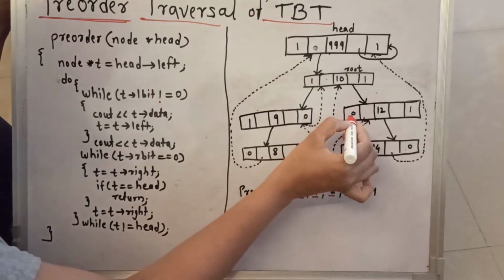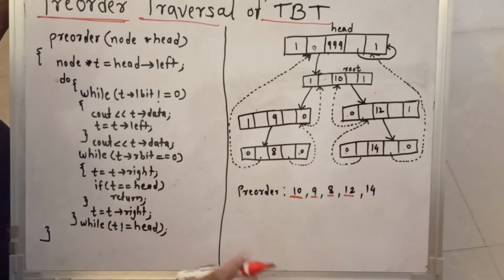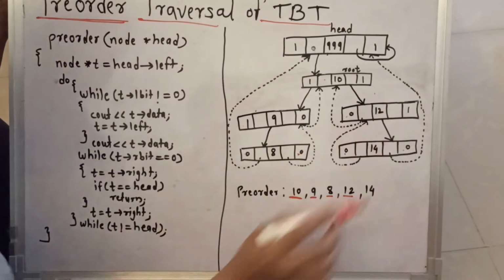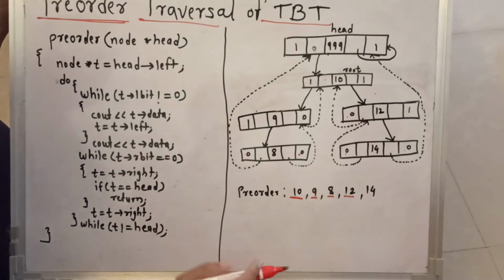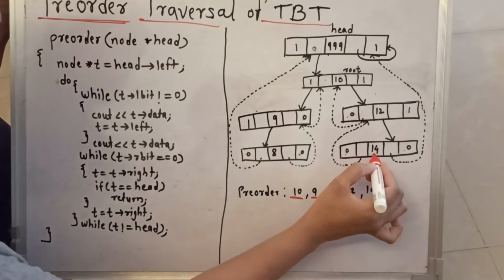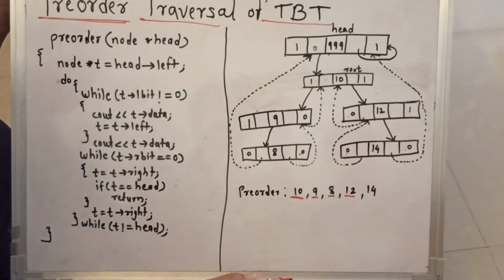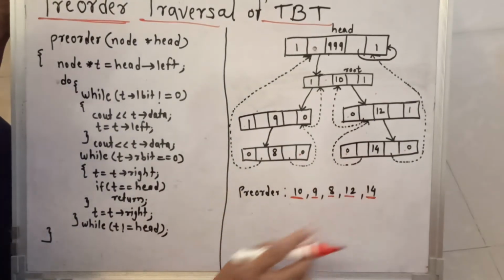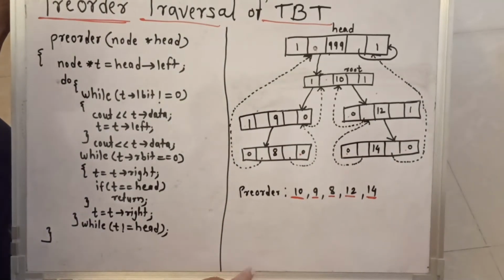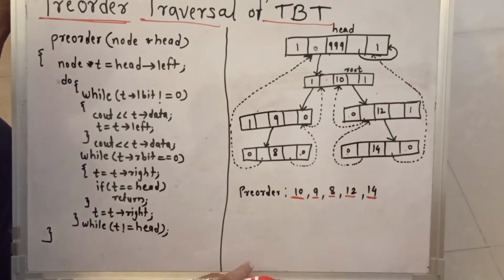But as the L bit field is equal to 0, that means no left child is present for the 12. So we will check the R bit field here. Now the R bit field is equal to 1, that means the right child is present. So go to the right side, we will get the 14 here. We will print that value and again check the L bit field here. But again the L bit field is equal to 0. That means no left child is present.